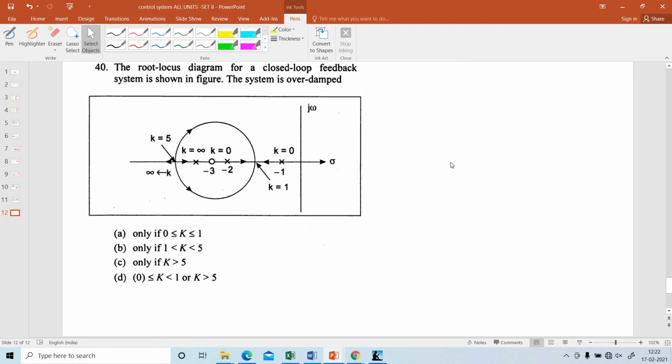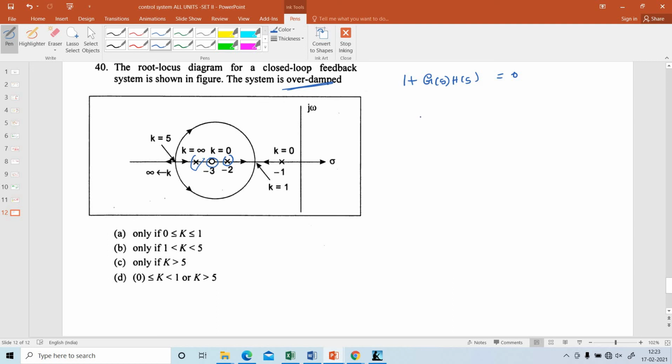Next, the last problem, the problem number 12. The root locus diagram for the closed loop feedback system is shown in the figure. The system is overdamped, that is given. From this, I am going to find out the condition when the system is overdamped. So for this, I am going to write the characteristic equation 1 plus G of s into H of s equal to 0. So from this, how many poles and zeros? 2 poles and 1 zero.